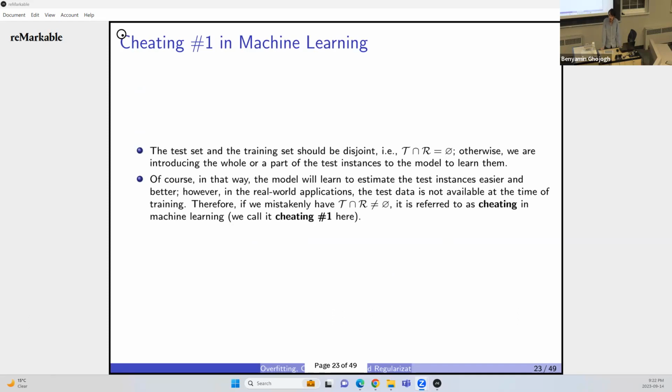We have two important cheatings in machine learning. Be careful about that. Many people do the cheating without even knowing. Cheating number one: the test set and the training set should be disjoint. They should not have any overlap. Why? Can you tell me? Because when I'm training the model, which means I'm preparing the model, I'm not supposed to have the test set. The test set should come afterwards.